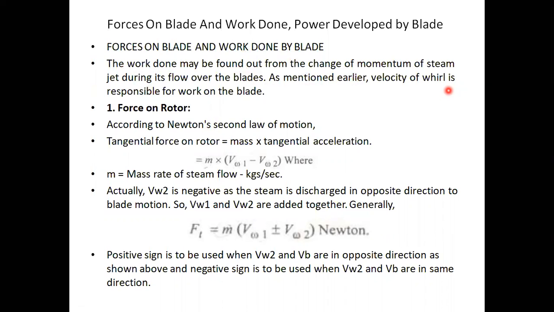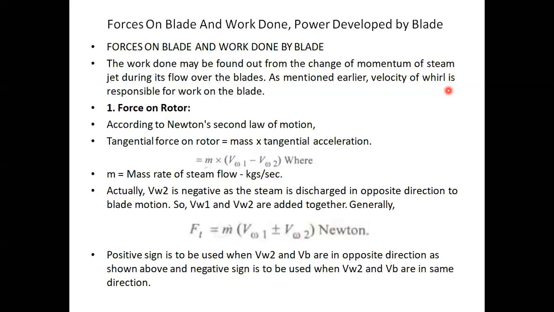Force on the rotor. According to Newton's second law of motion, tangential force on the rotor equal to mass into tangential acceleration, means mass into VW1 minus VW2, where mass equal to mass rate of steam flow in kg per second. Now, actual VW2 is negative as the steam is discharged in opposite direction to the blade motion. So VW1 and VW2 are added together. Generally, force equal to mass flow rate into VW1 plus or minus VW2 Newton.